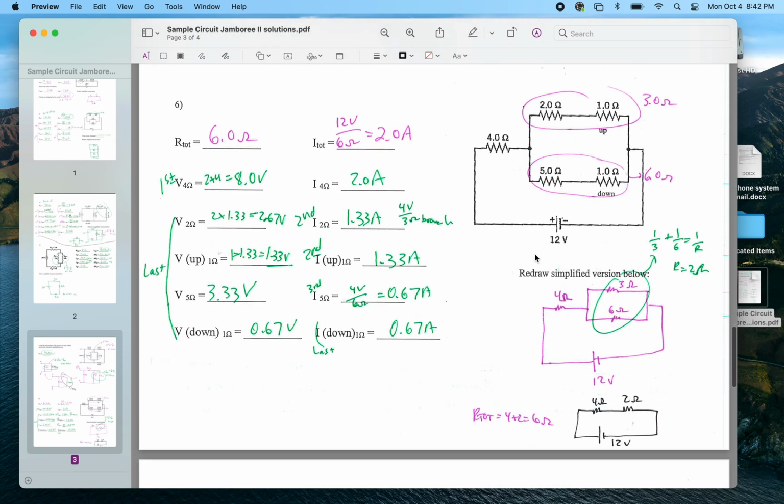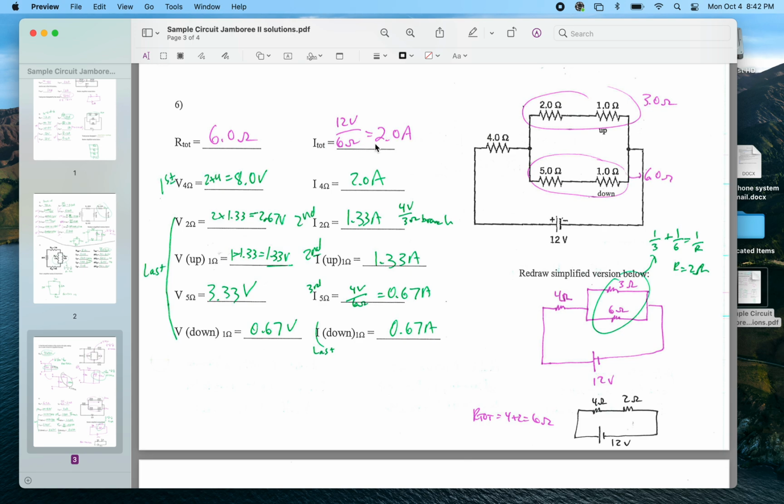On to number 6. So here are my drawings. This one can be a 3 ohm resistor, this could be a 6 ohm resistor, so I made that 3 and 6. The equivalent of all this mess up here, which is really all this mess of these 4 resistors up here, is 2 ohms. 1 over 3 plus 1 over 6 is 1 over 2, so it's 2 ohms equivalent. So the whole circuit has 4 plus 2, or 6 ohms of resistance.